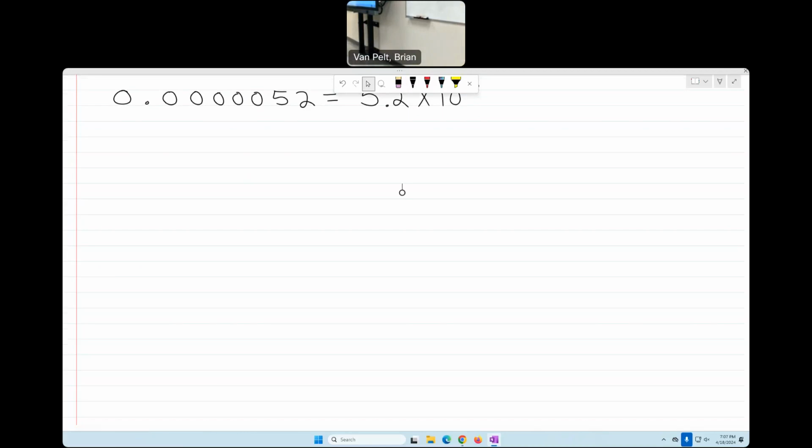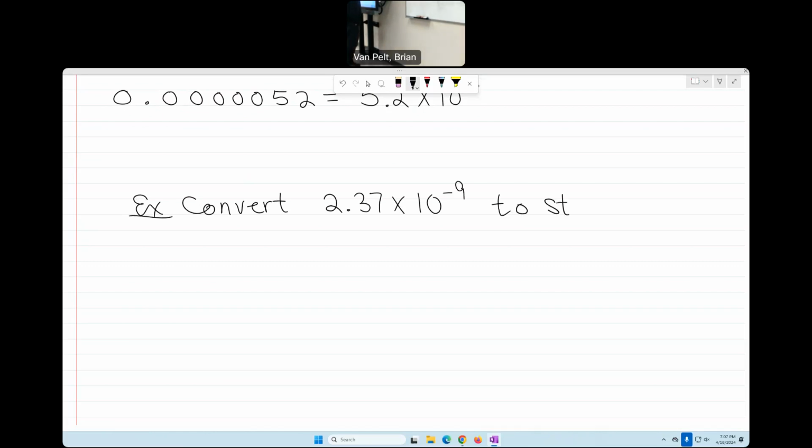So now, let's say I have one that's in scientific notation. We're going to convert 2.37 times 10 to the negative 9 to the standard notation. This is the one that we would ordinarily use. You know how you would do it? You would start with the decimal. Type it in.